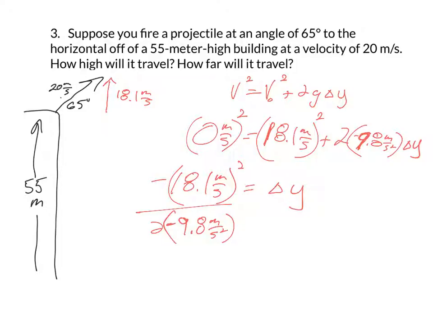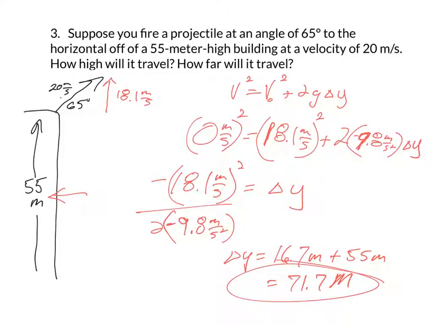So 18.1 squared divided by 2 times 9.8, but I put that in parentheses, and I get a change in y of 16.7 meters. However, aren't I 55 meters off the ground? So I have to add 55 meters to that. And I'm going to get 71.7 meters. That's how high that is.